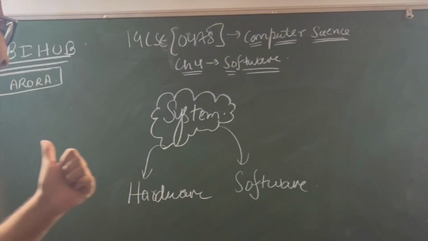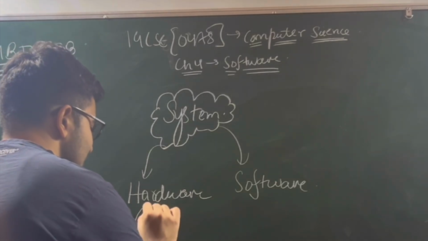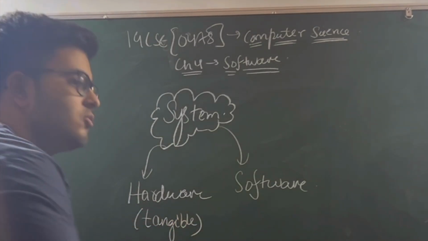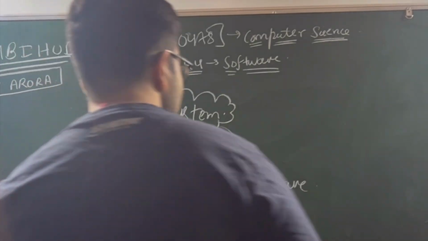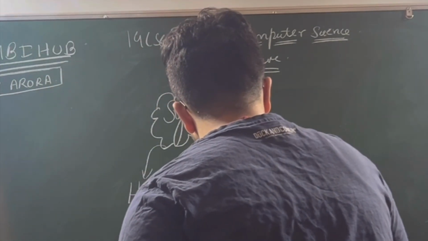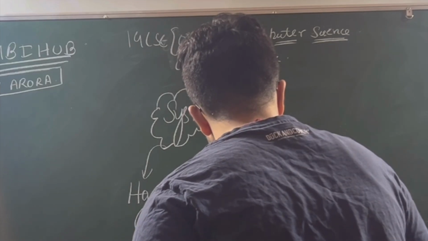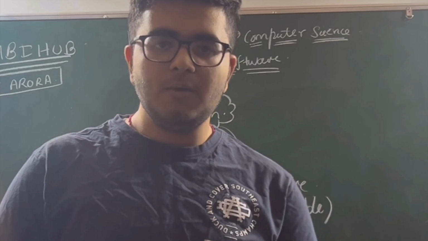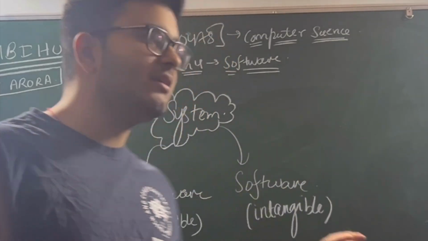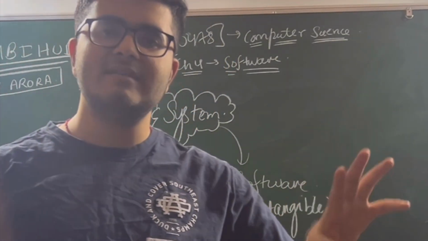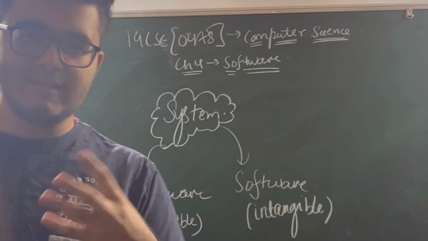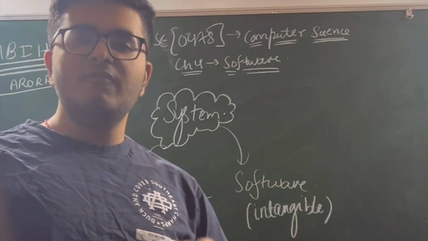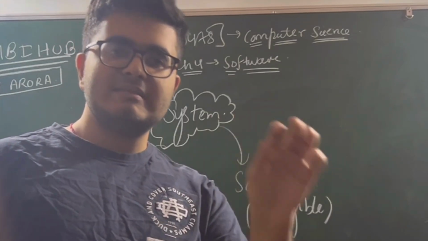Now when we talk about hardware, hardware is something which is tangible, whereas software is something which is non-tangible or intangible. Hardware consists of physical devices that we can touch. Tangible means devices or something that we can touch. That is the meaning of tangible. So hardware is a part of a computer system that we can touch, we can see.